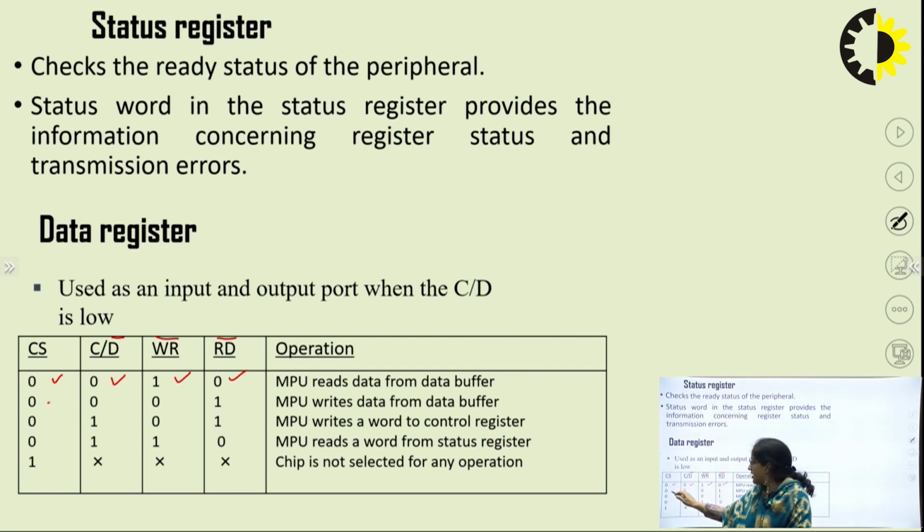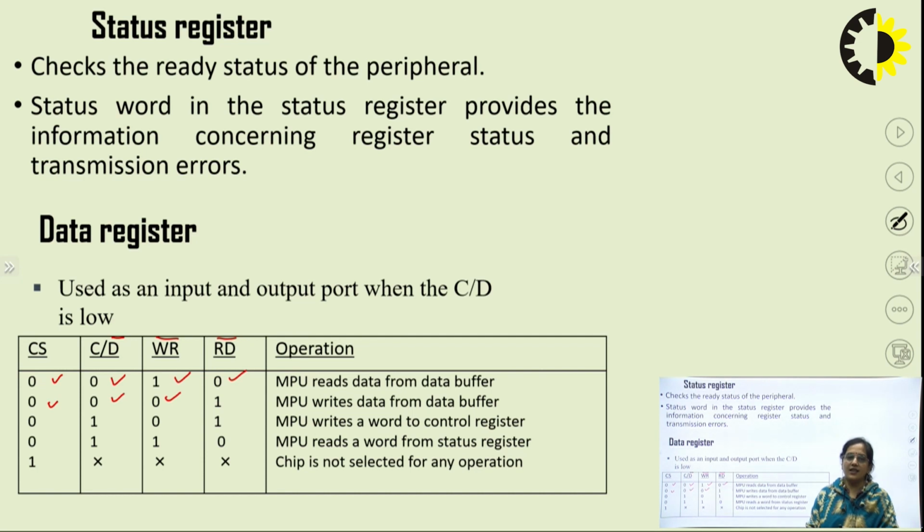Now again, if we have selected the chip, the C/D line is 0 and the write signal is low, it means the microprocessor is writing data for transmission. In the next two cases, the microprocessor is writing something in the control register or reading the status register, that is configuration. So whenever the microprocessor has to configure 8251, this signal will be high, indicating that the microprocessor is writing into a control register or reading from a status register.